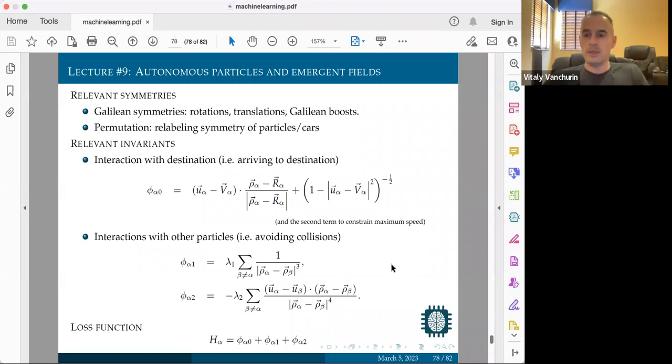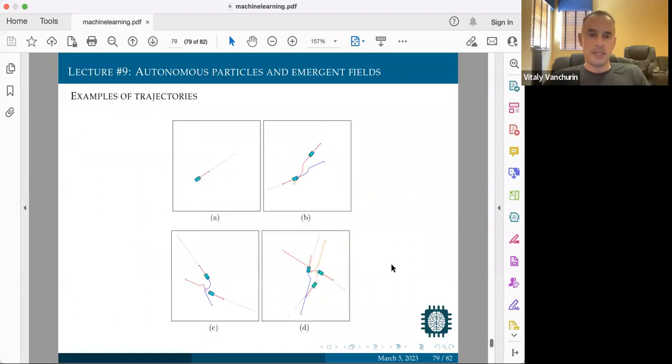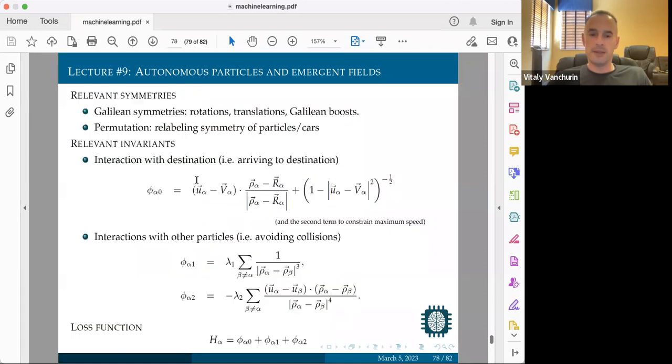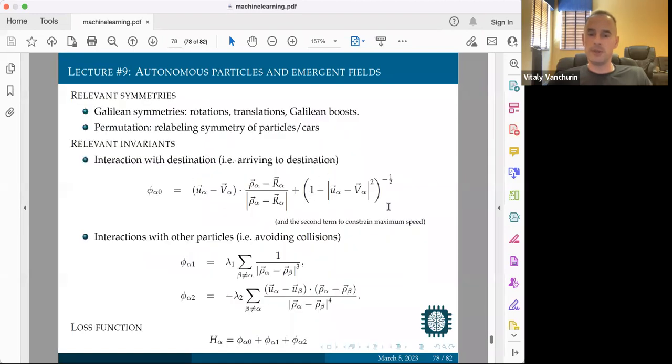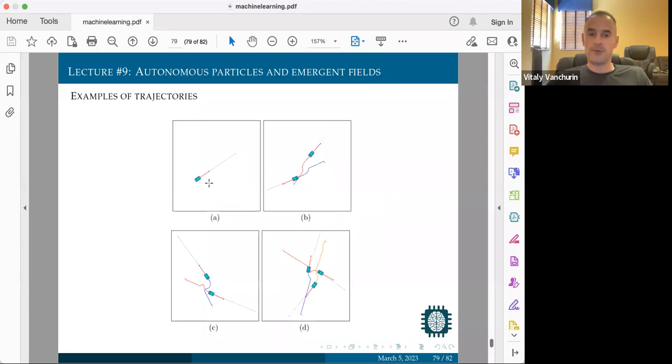Okay. So let's see. We can come back to this. Let's see possible examples of what trajectories might happen. If nothing is around, then this first term is the only one that dominates. You don't have any interactions with other particles. So you just go straight to the destination, and you go with the maximum possible velocity because the velocity cannot be greater than 1. This is the first situation.